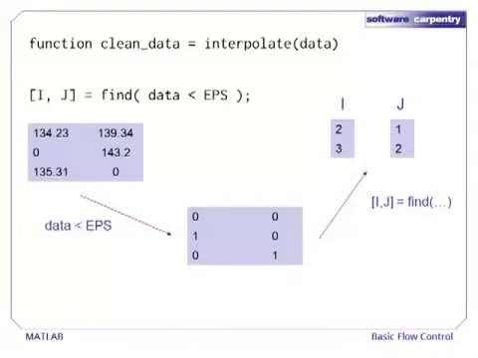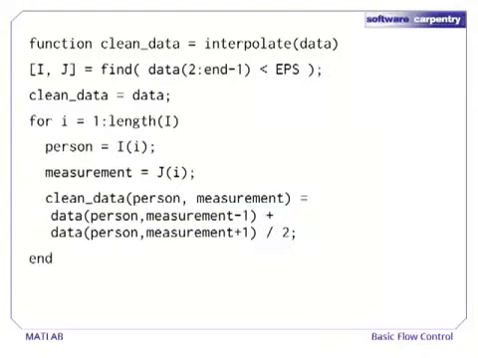In order to find zeros rather than non-zeros, we first find the result of a comparison with EPS. The result of the comparison is a matrix with ones where data is near 0 and zeros everywhere else. Find returns the indices of elements in our data matrix that are 0.